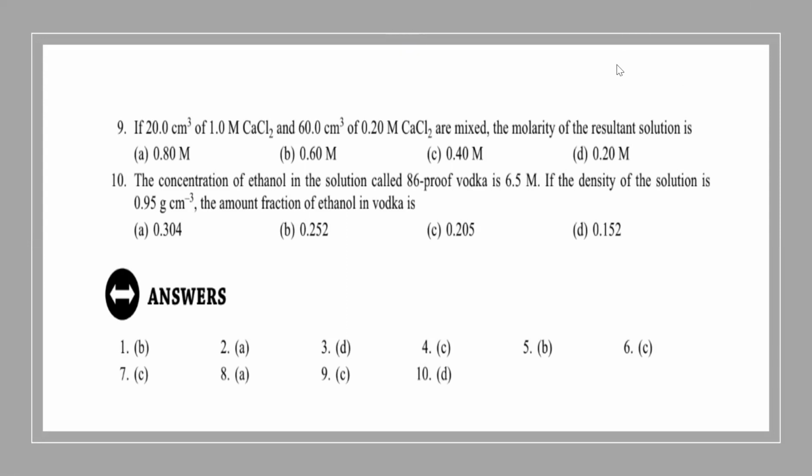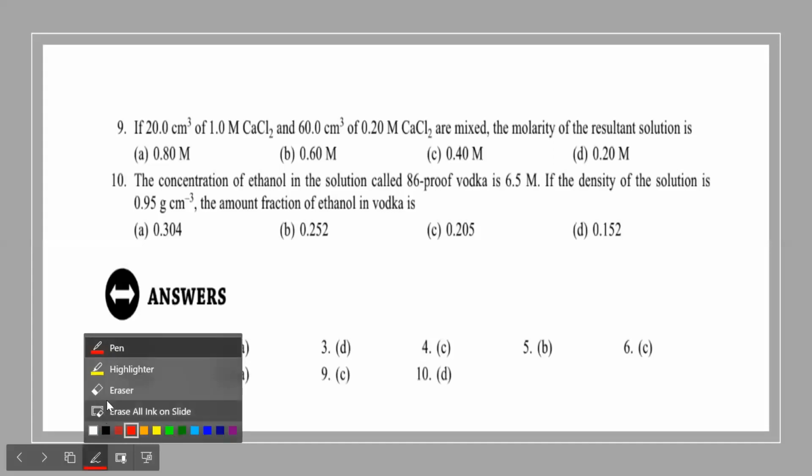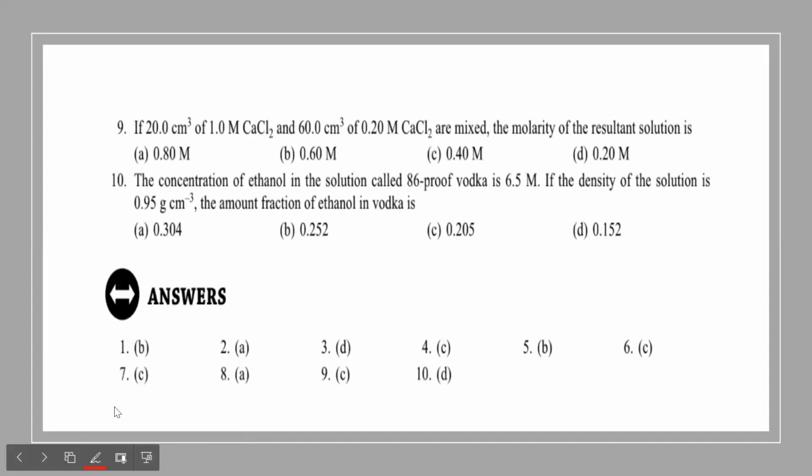Here in question number 9, they have given volume and 2 molarities. So when 2 different molarities are given, we have to find the resultant molarity of the solution. Now here you just see, if 20 centimeter cube of 1 molarity calcium chloride and 60 centimeter cube of 0.2 molarity calcium chloride are mixed, they have different concentrations. So I'll mix it. We have to find the molarity of the resultant solution.